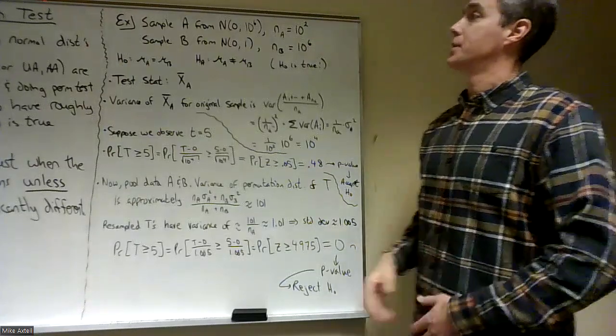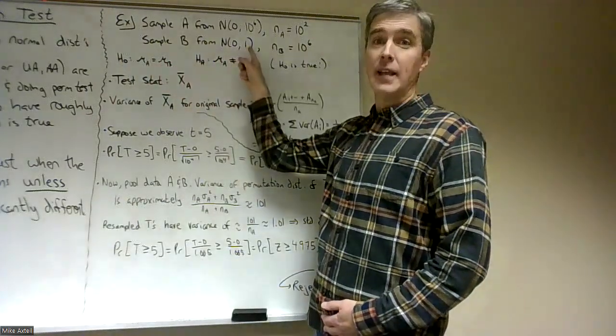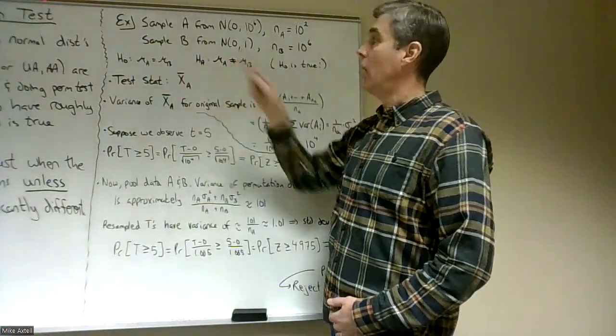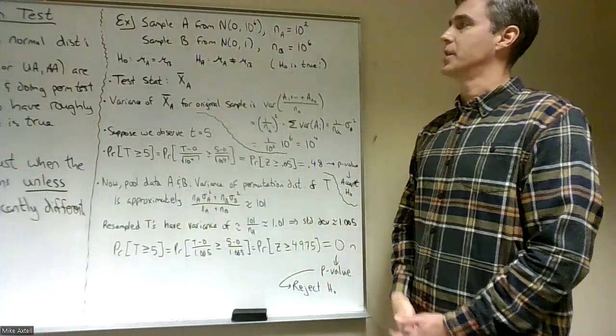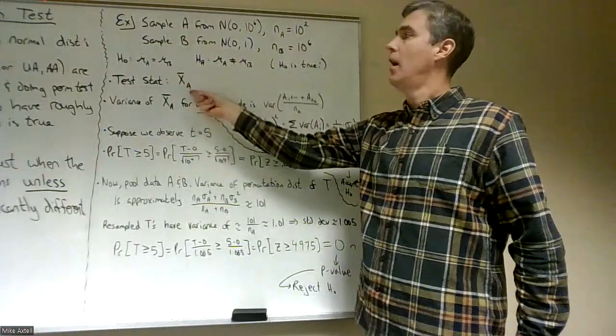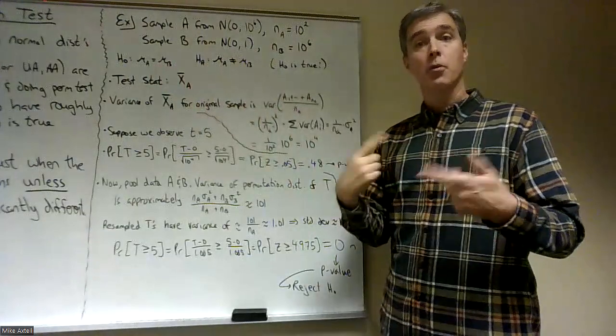My null hypothesis is that the mean of population A is the same as the mean of population B. And my alternate hypothesis is that they're not. What I'm going to use as the test statistic is simply the mean of the sample from A. I'm going to do permutation testing.